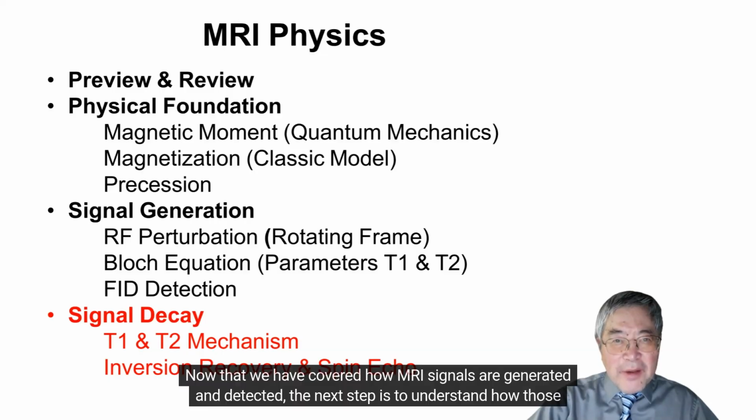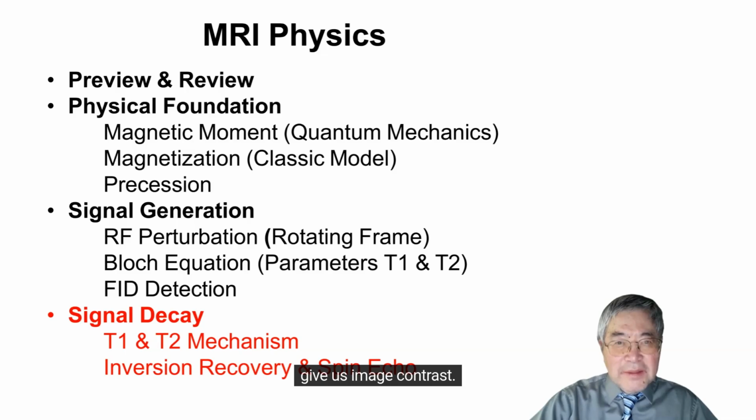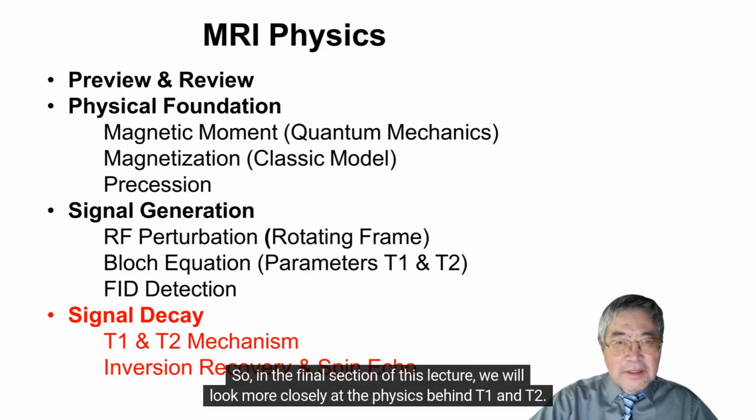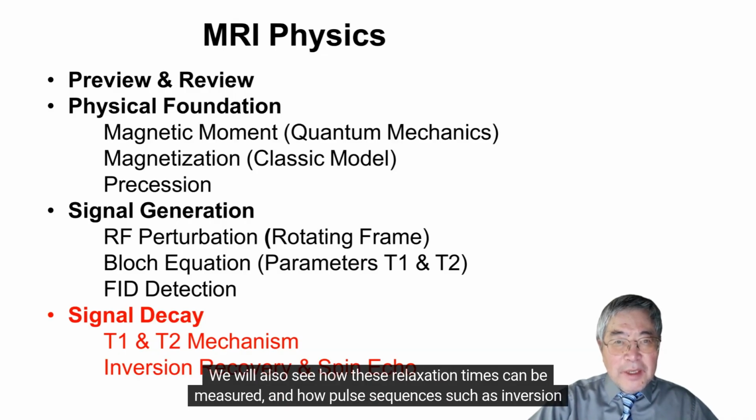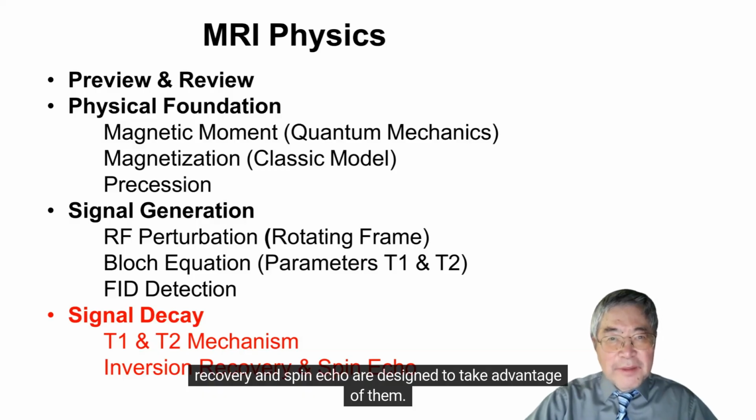Now that we have covered how MRI signals are generated and detected, the next step is to understand how those signals decay. This part is crucial because the decay mechanisms, specifically T1 and T2 relaxation, are what ultimately give us image contrast. So, in the final section of this lecture, we will look more closely at the physics behind T1 and T2. We will also see how these relaxation times can be measured, and how pulse sequences such as inversion recovery and spin echo are designed to take advantage of them.